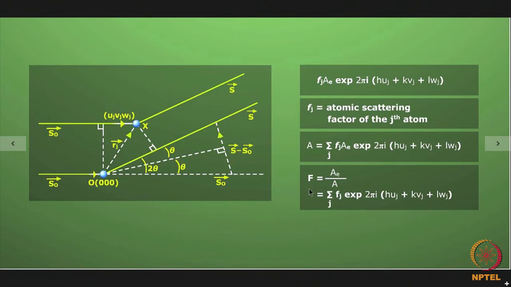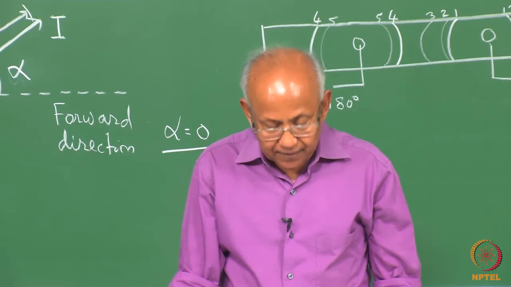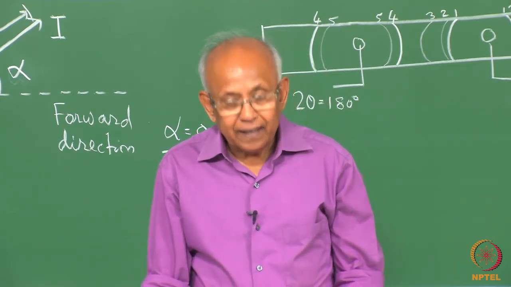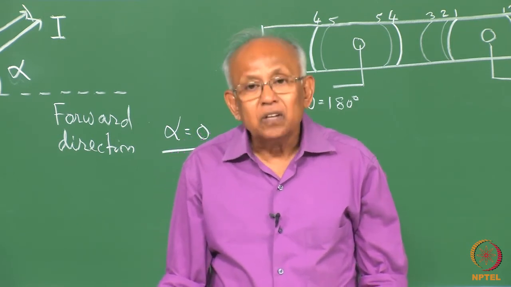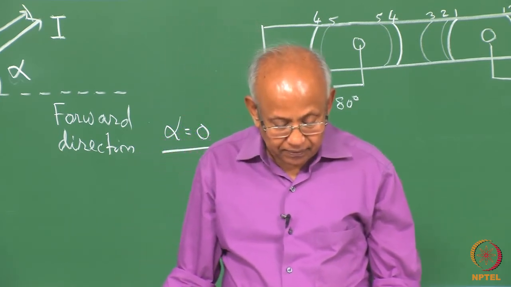So, the crystal structure factor of a unit cell of a material will be equal to the summation of fj exponential 2 pi i (hu_j plus kv_j plus lw_j), with the summation taken over all the j atoms in the unit cell. We will apply this concept of crystal structure factor in some particular cases to illustrate how important this factor is.